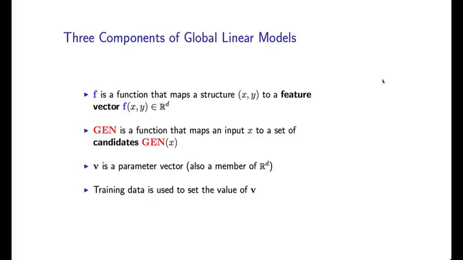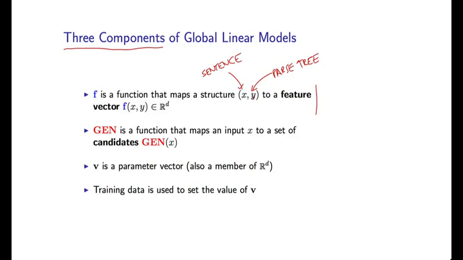So next we're going to describe global linear models, and we'll focus on the three components of these models. Firstly, we'll see that we have feature vectors. f is going to be some function that maps an entire x, y pair to some feature vector in some d-dimensional space. So x might, for example, be a sentence, and y might be a parse tree. And so f will be a function that maps an input-output pair to a feature vector.